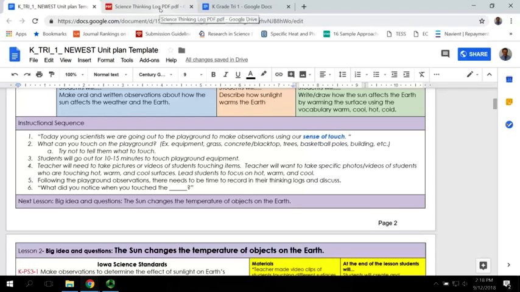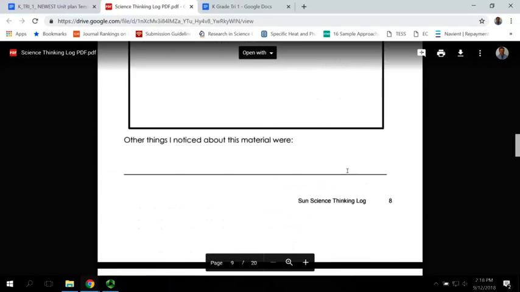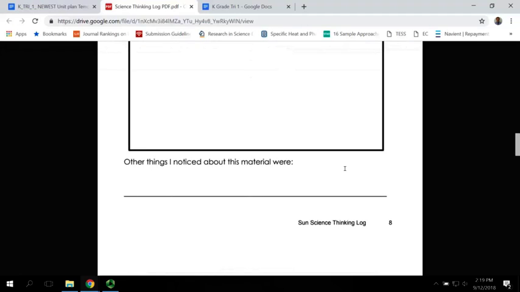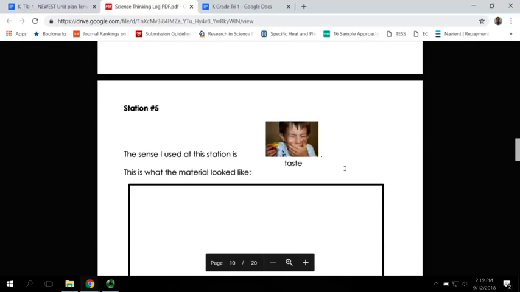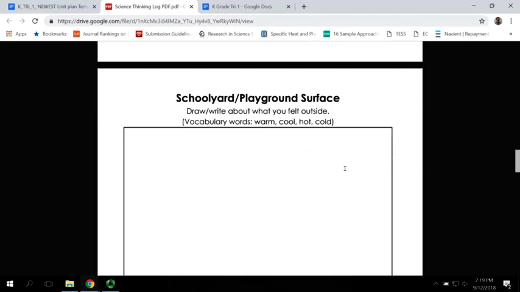thinking logs, and they're going to look at pages 10 and 11. Just so you know, the other pages are for the first part, the What is a Science Week. I did not make a video for this What is a Science Week. Those are pretty self-explanatory, and they did those last year. But if you have any questions about that, please contact me.